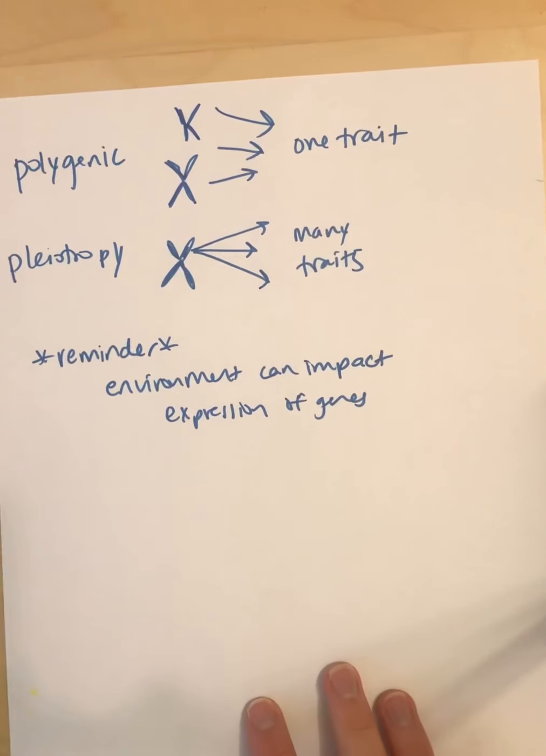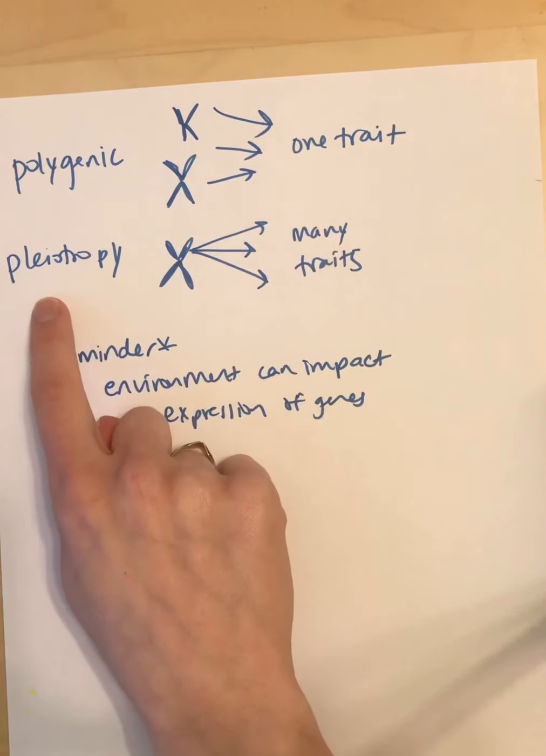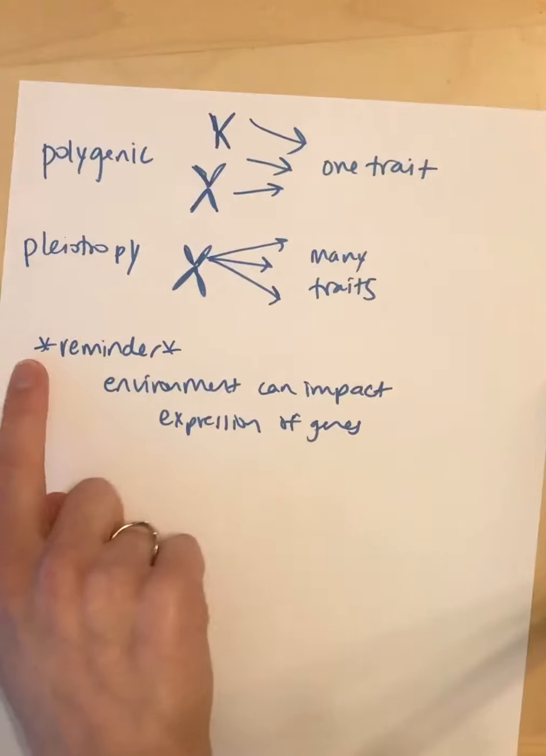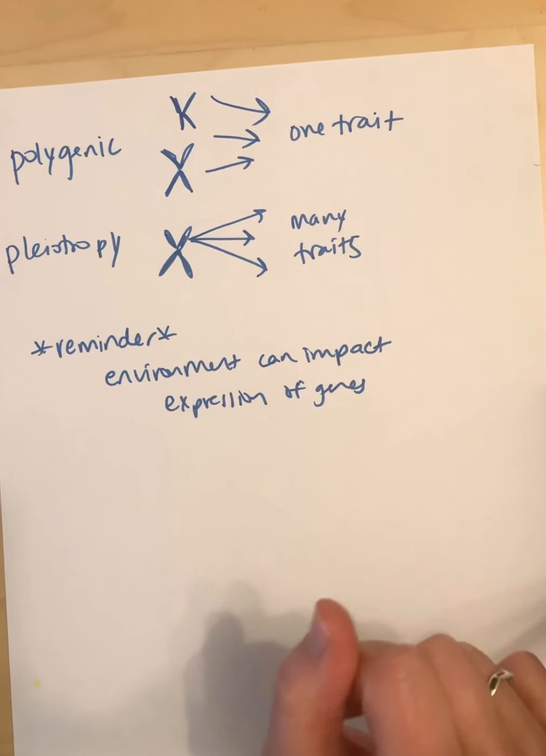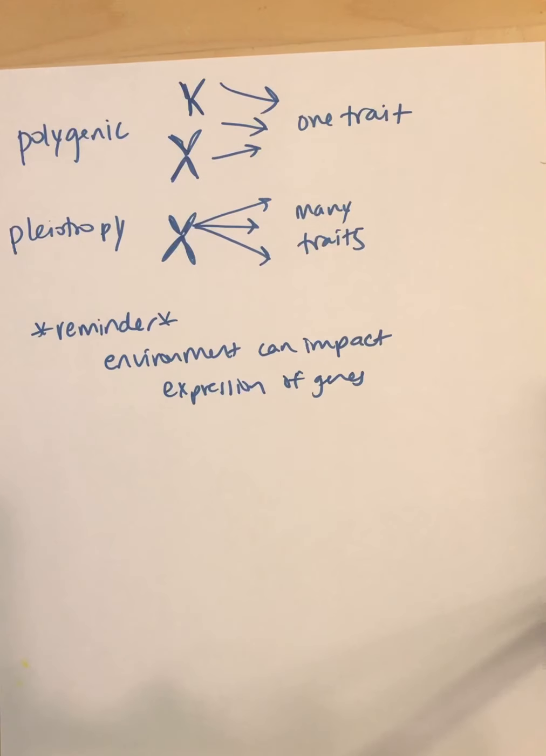There's also polygenic, where multiple genes influence one trait, and pleiotropy, which is where one gene influences many traits. And as a reminder, environment can impact the expression of genes too. Like, for example, there's a flower that, depending on the acidity of the soil, will be different colors.